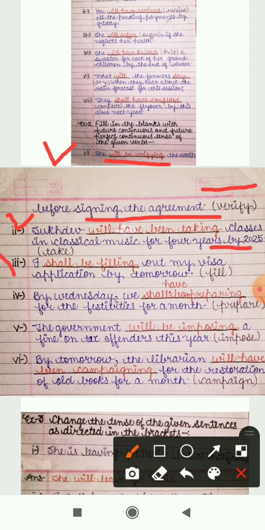Third sentence is I dash out my visa application by tomorrow. So the verb is fill and we have to fill with future continuous tense. That's why we have filled I shall be filling out my visa application by tomorrow.